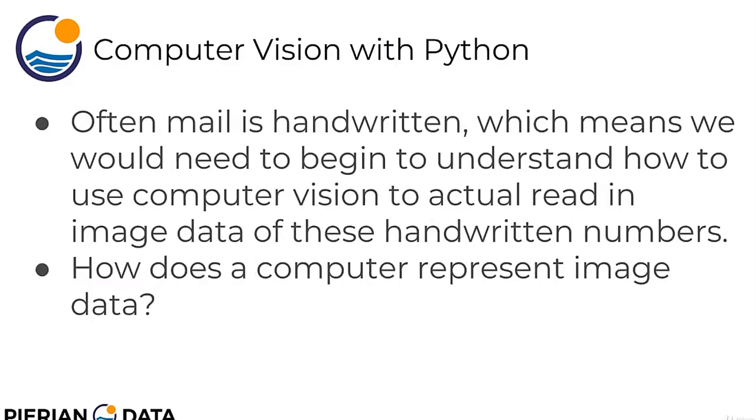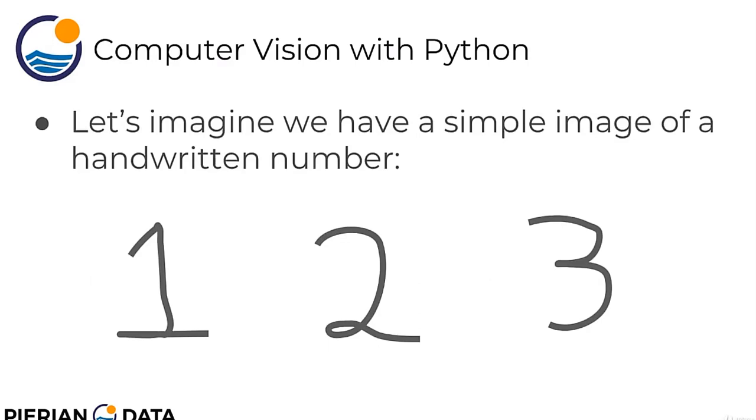Often mail is handwritten, which means we would somehow need to begin to understand how to use computer vision to actually read in image data of these handwritten digits. So most likely we're going to be working with an image such as a photograph of the envelope, like a PNG or JPEG, and we want to understand how a computer actually represents image data. Let's imagine we have a simple image of a handwritten number. So here we have images of the numbers 1, 2, and 3, and these are either JPEG or PNG files.